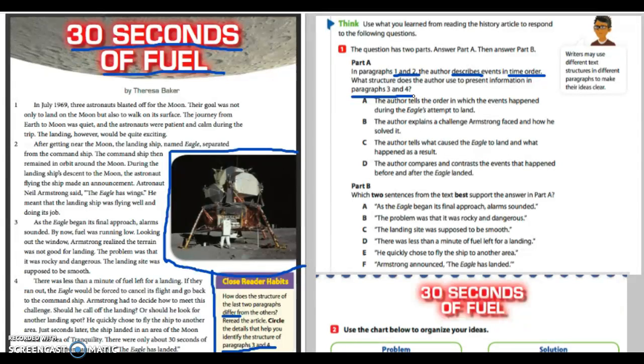Part B says, which 2 sentences from the text best support the answer to part A? So I'm going to circle this number 2 because that tells us how many to select. And I'm going to circle support because support means back it up.